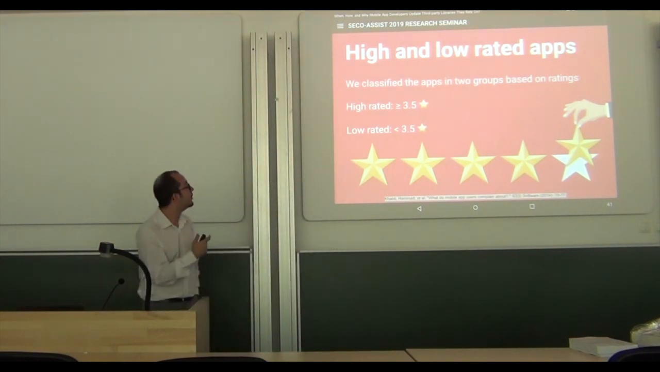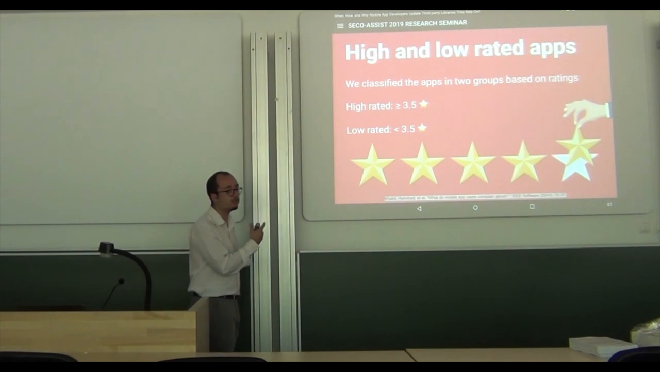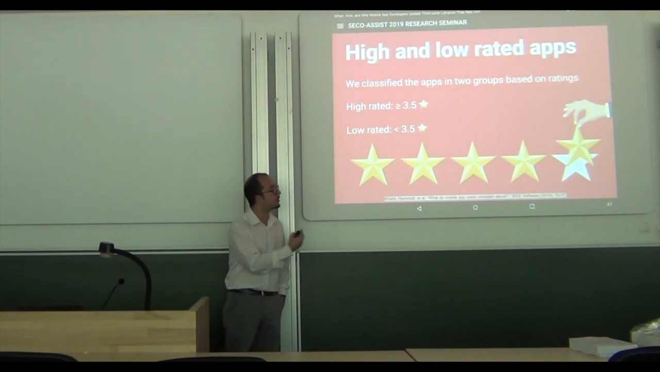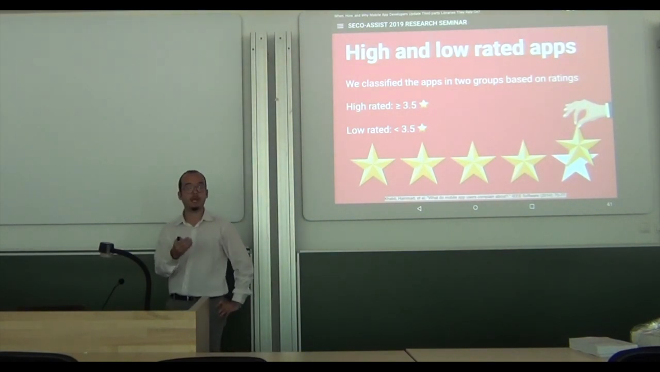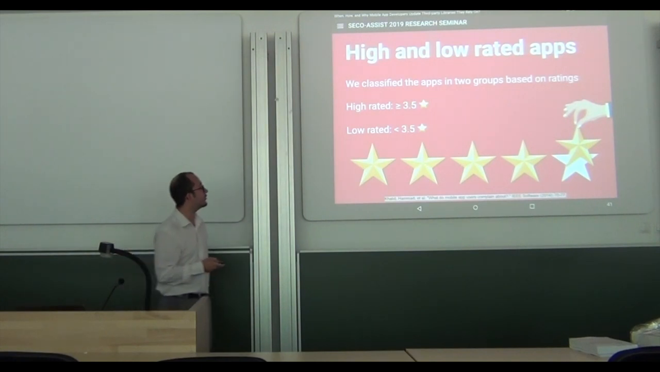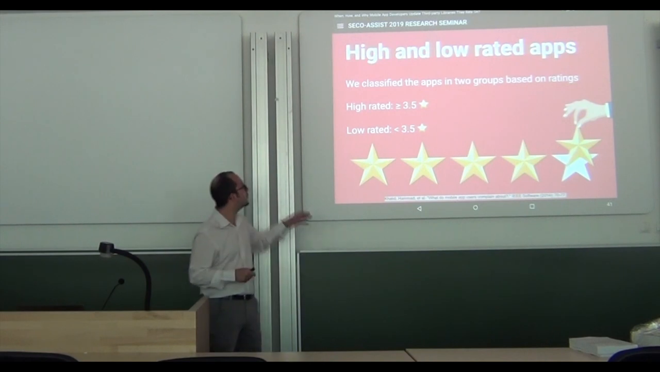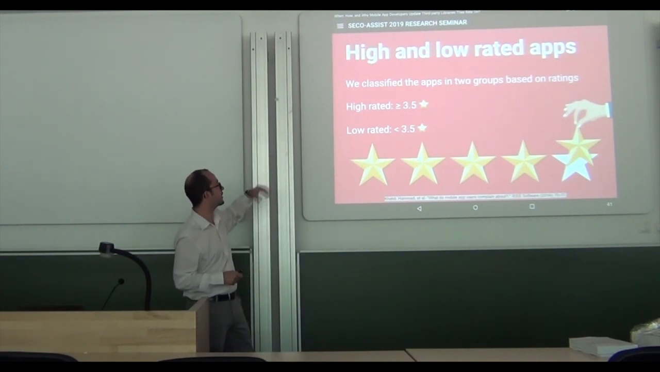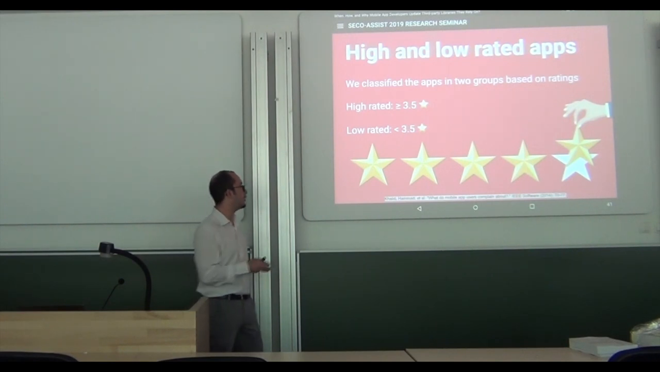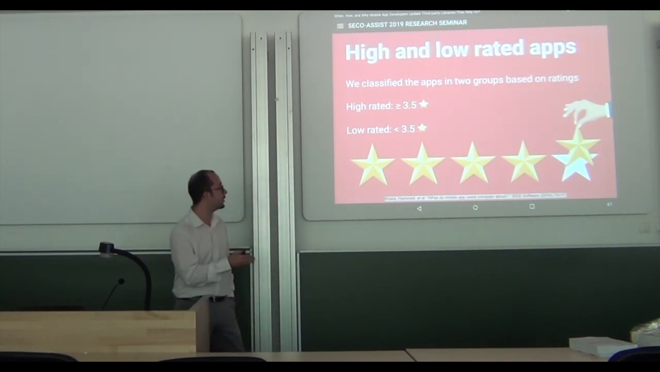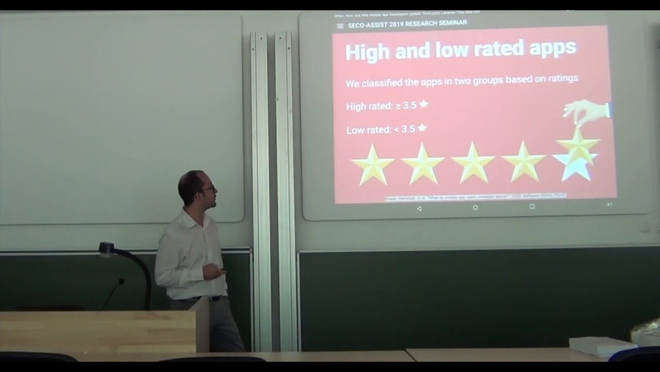The first thing we wanted to do is understand if there was a correlation between the categories that I showed before and the ratings on the app stores. What we have done is to divide the apps into two categories. For us, a high-rated app is an app that has a median score of 3.5 stars, while a low-rated app is an app with less than 3.5 stars.